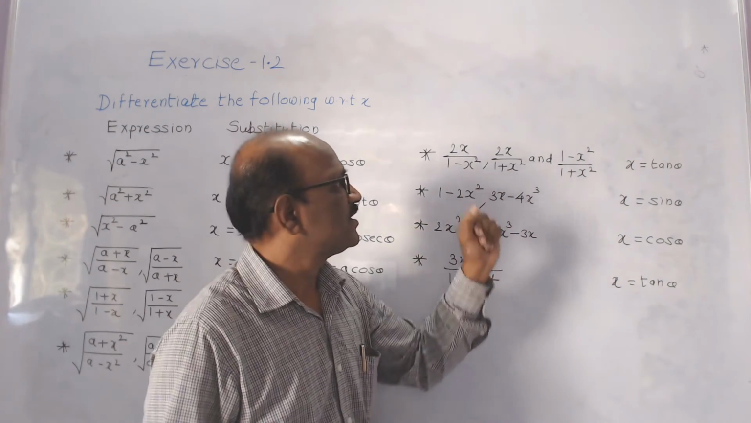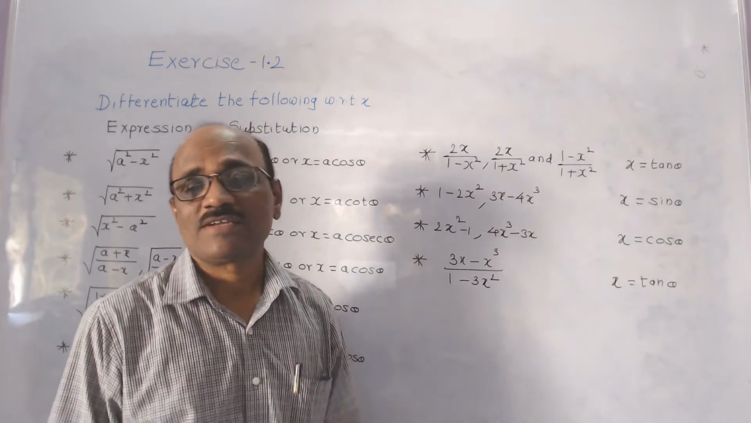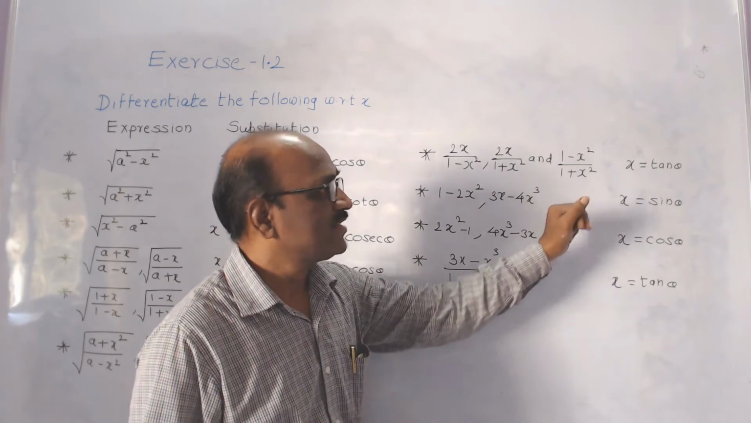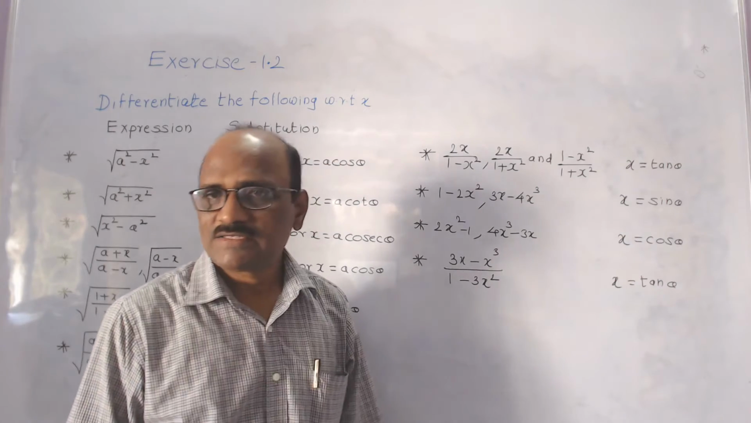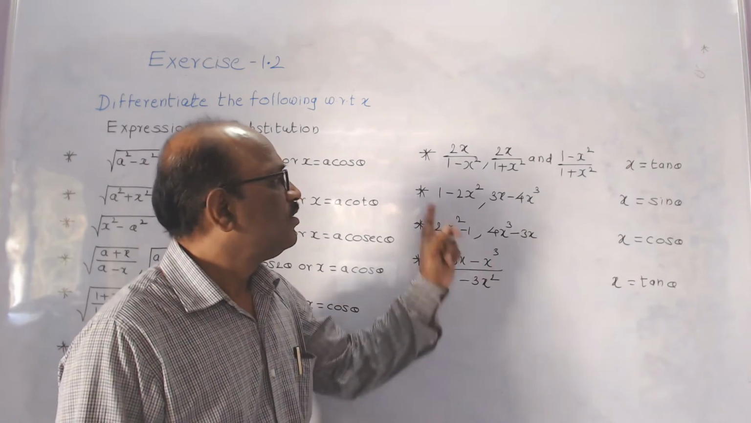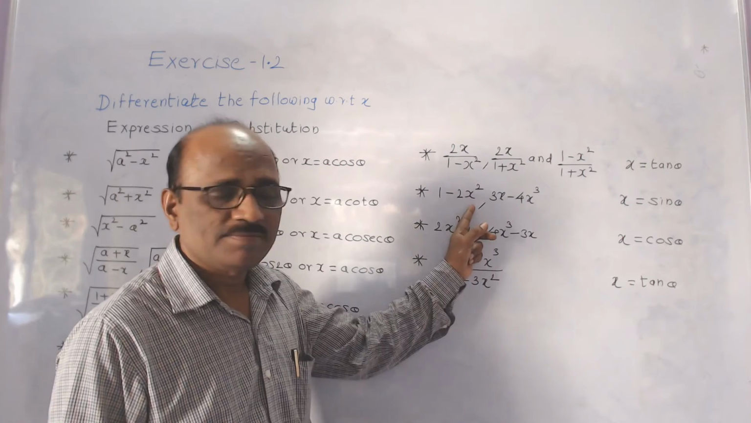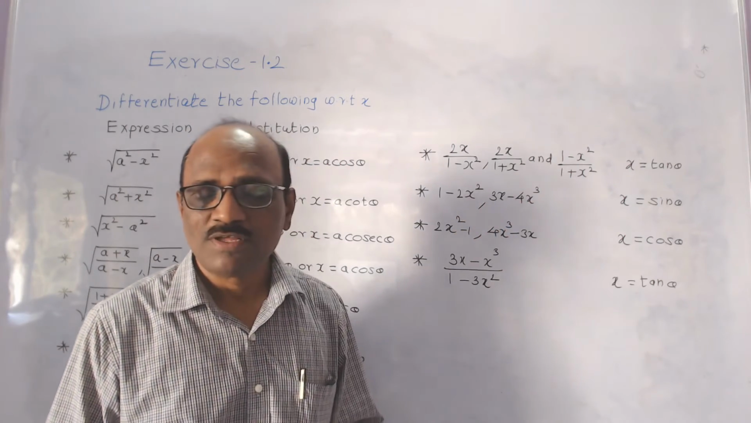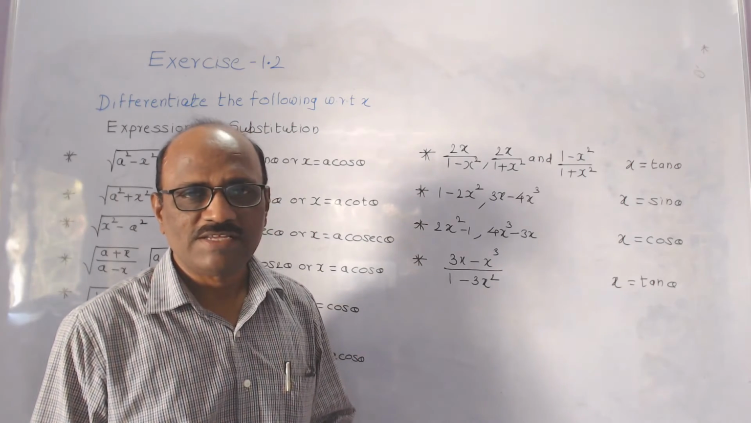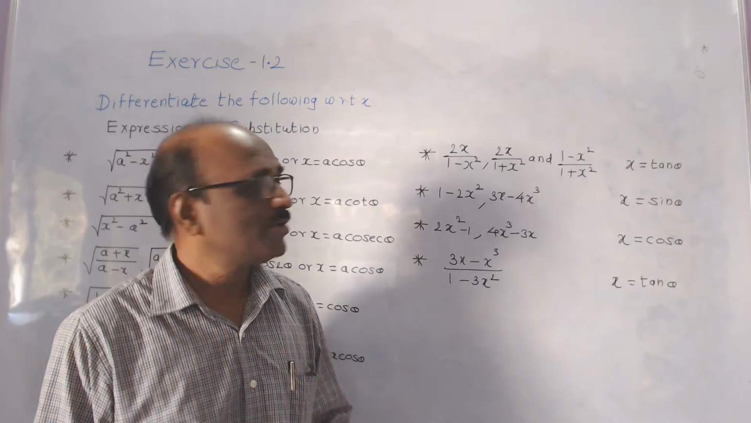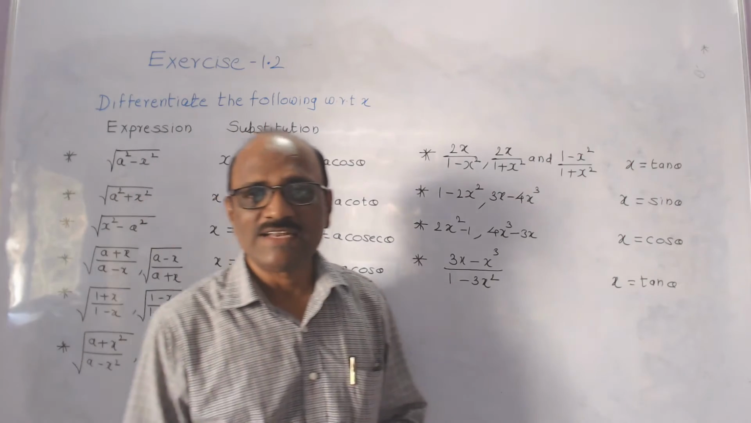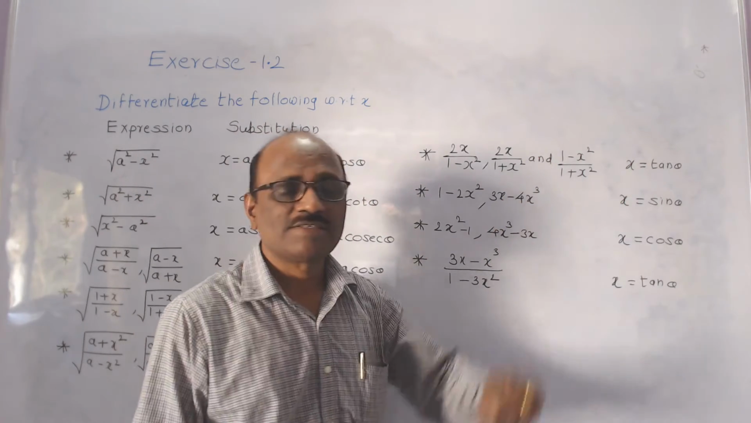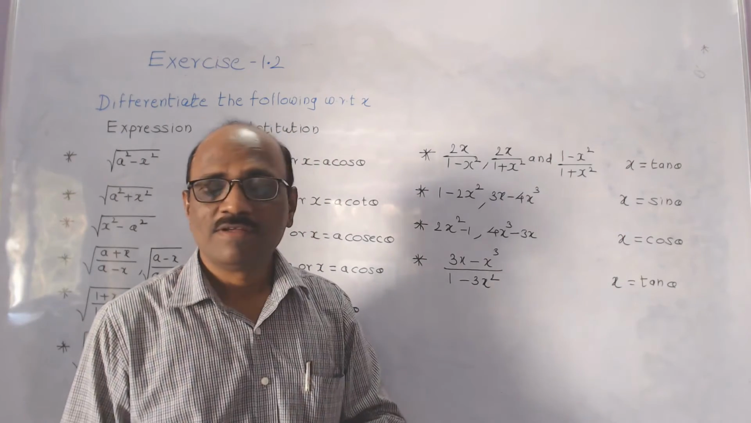And now this is also very nice, simple. 2x upon 1 minus x square and 2x upon 1 plus x square, or 1 minus x square upon 1 plus x square, then you have this option x is equals to tan theta. 1 minus 2x square, or 3x minus 4x cube. You know the formula for the sine of 3 theta. Sine of 3 theta is equals to 3 sine theta minus 4 sine cube theta. In a similar way, you can remember this. But what about the cos of 3 theta?